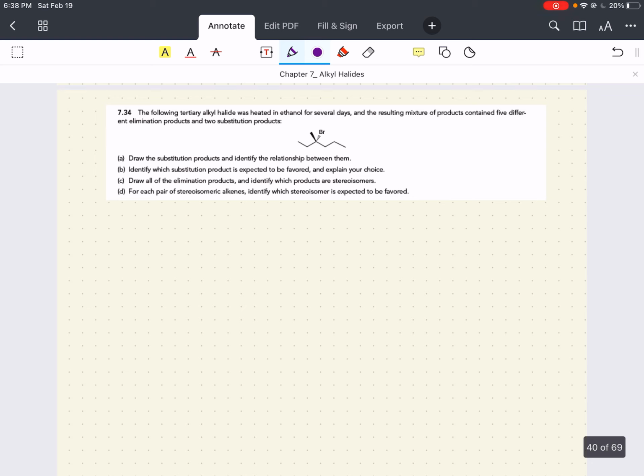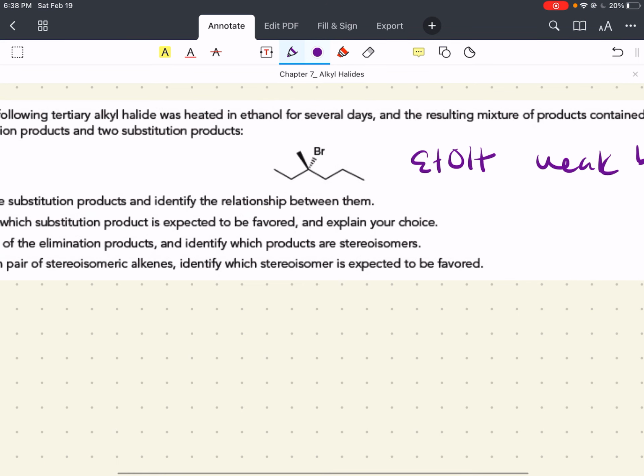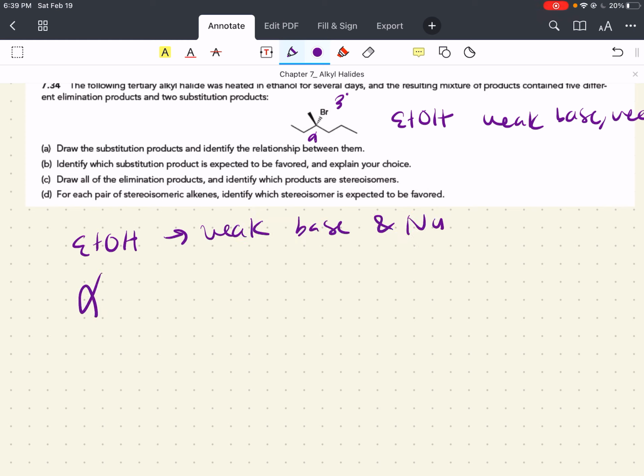All right. Let's do another problem. Speed round problem. The following tertiary alkyl halide was heated in ethanol. Fantastic. Let's write out ethanol. Now, ethanol is a weak base, weak nucleophile. So we're going to write that down. This alpha carbon is tertiary. Let's also write that down. So we have ethanol, which is a weak base and weak nucleophile, and we have an alpha carbon that's tertiary. Guess what? This is the recipe for SN1 and E1.